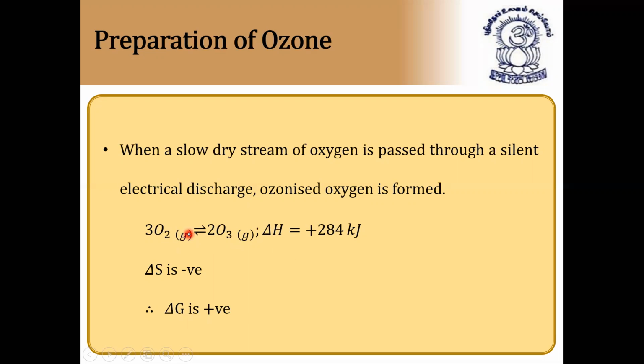So when a slow dry stream of oxygen is passed through a silent electric discharge, ozonized oxygen is formed. What is formed? Ozonized oxygen. So it is a reversible reaction.